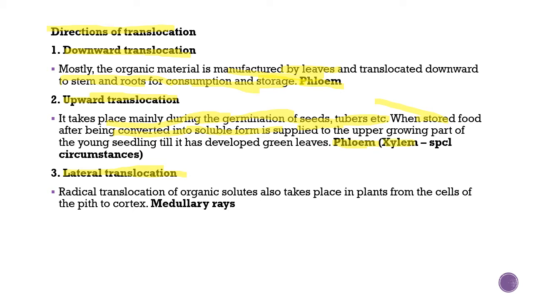The third one is lateral translocation. In this type of translocation, the organic solutes move from the pith to the cortex. In a stem we have certain anatomical parts called pith and cortex. So in lateral translocation, a horizontal movement of solutes takes place from pith to cortex. This is especially seen in tree species, and is facilitated by medullary rays.